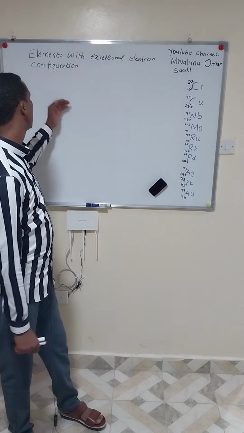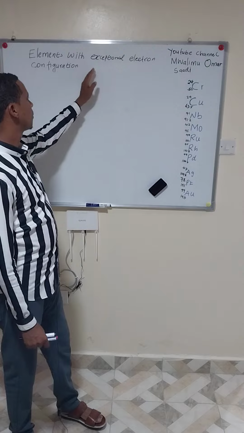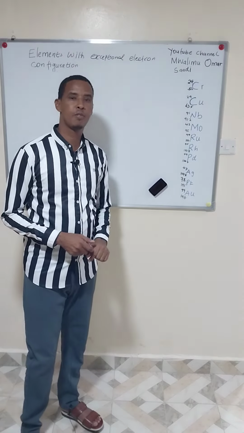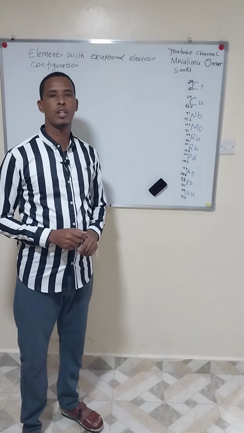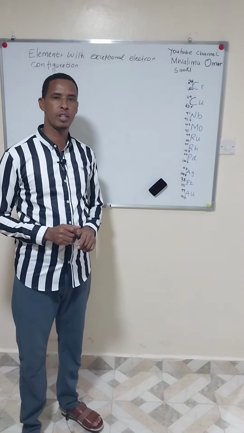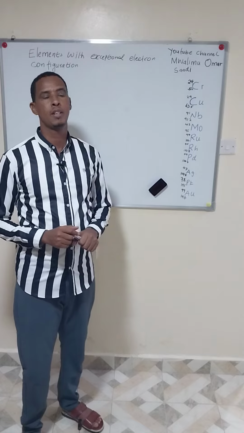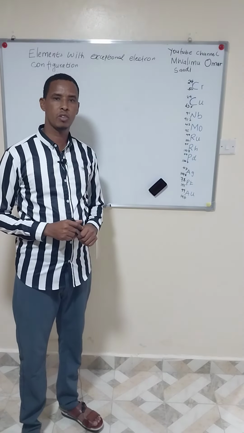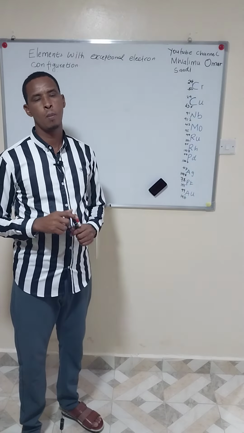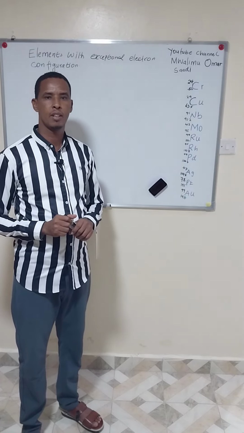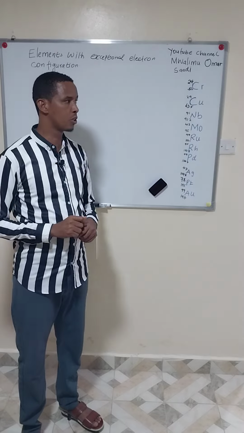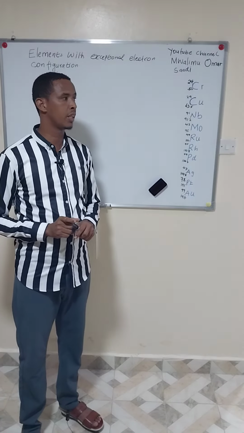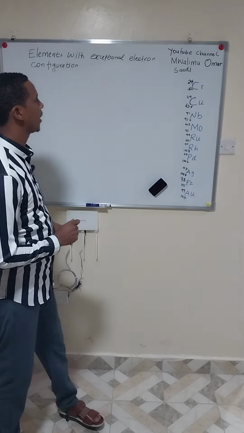So in today's video, I want us to look at elements with exceptional electron configuration. In some of the previous videos, we have discussed how to write the electron arrangement of some elements, and we have seen that when writing the electron arrangement, we follow the Aufbau principle, which states that electron orbitals with lower energy are first filled before filling electron orbitals with higher energy.